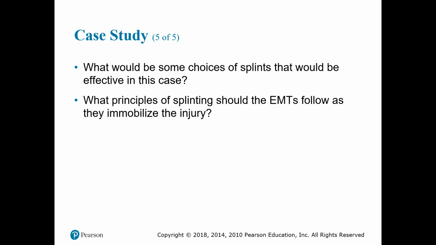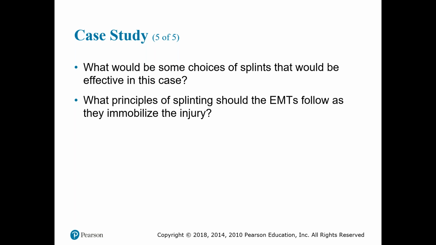So what would be some choices of splints that would be effective in this case? So immediately what I would be thinking about is utilizing the SAM splint or a moldable splint and formulate around the upper arm and the lower arm with that rolled technique so that she can grasp onto it. And then I'm going to perform a sling and a swath for that injured extremity as well.